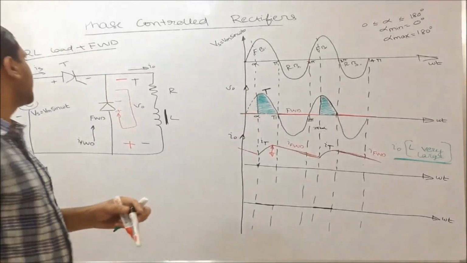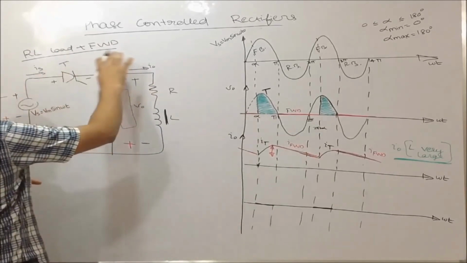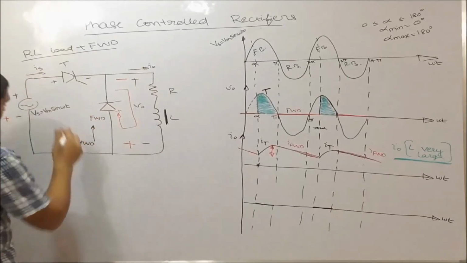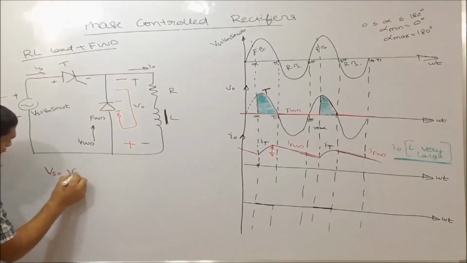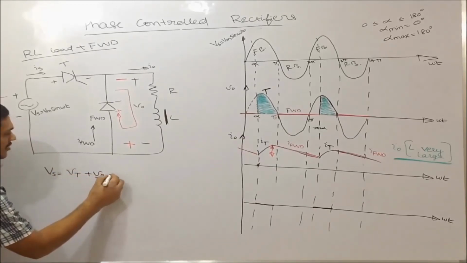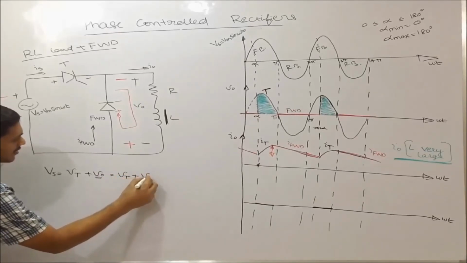Now again the same thing. You apply KVL in this equation. So what I get? Vs equals voltage across thyristor plus V0. This V0 is the voltage across the freewheeling diode.